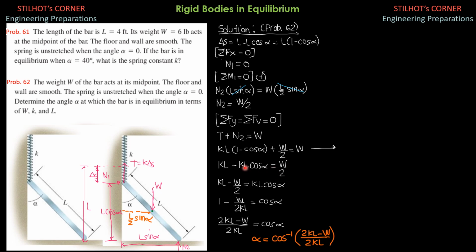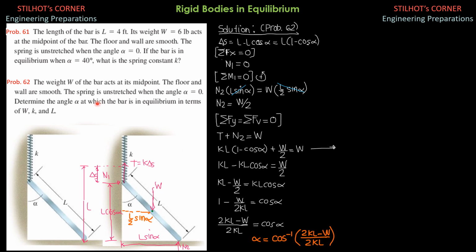So transpose negative KL to the right, W over 2 to the left. So KL minus W over 2 equals KL cosine of alpha. Then simplifying, dividing everything by KL, KL over KL is 1, minus W over 2KL equals cosine of alpha. Then by algebra, cross multiply, simplify the left side, (2KL minus W) over 2KL equals cosine of alpha. Finally, alpha is inverse cosine of this quantity. So inverse cosine of quantity (2KL minus W) over 2KL.